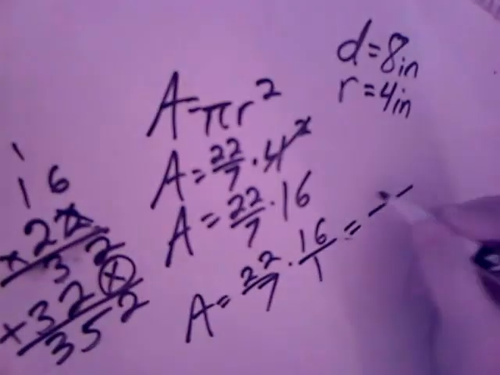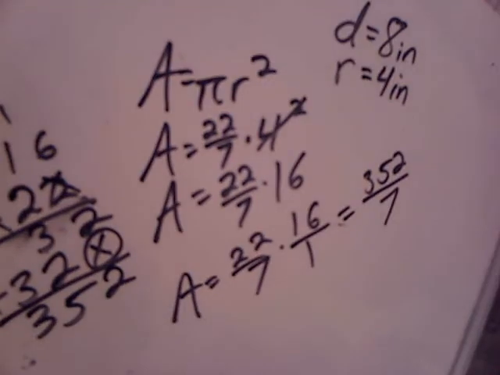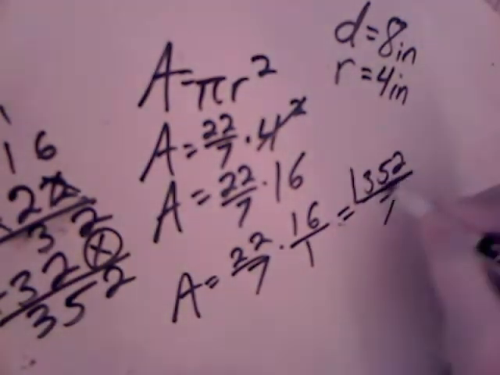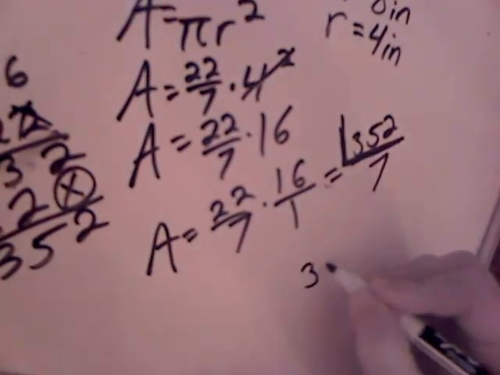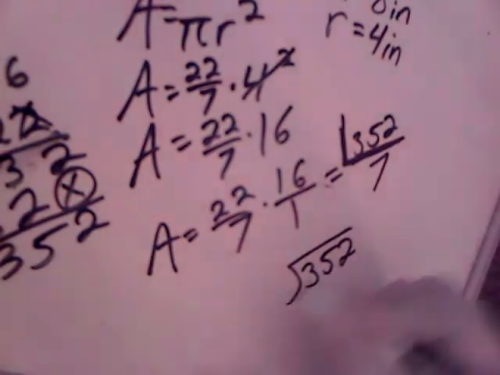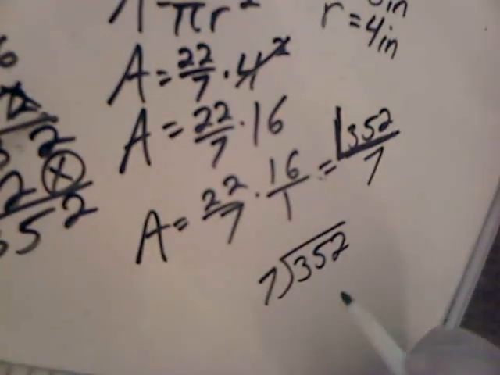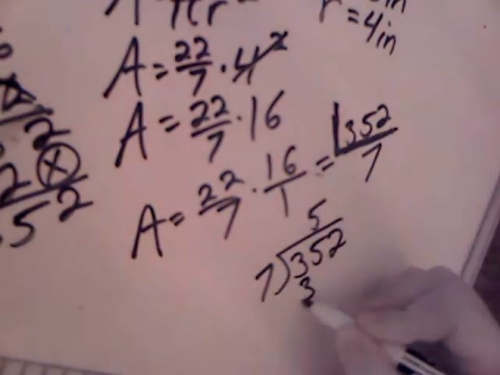So now I have 352 on top. 7 times 1, I have 7 on the bottom. That's an improper fraction. That's not going to work. So what I need to do is make the L and divide. Remember the L with the fraction, which tells me that 352 goes inside the division problem. 7 goes on the outside. 7 goes into 35 5 times. 7 times 5 is 35.